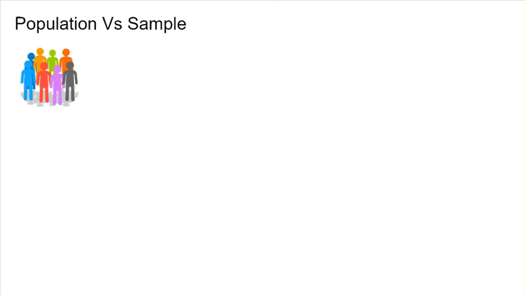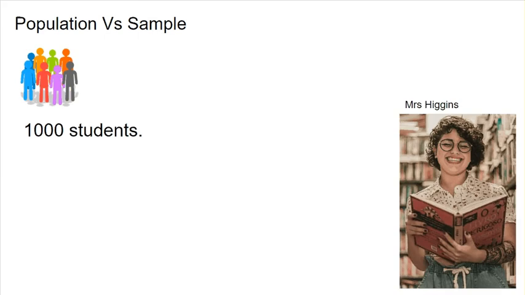In this video, we're going to look at the difference between population and sample. We will do this by looking at an example. This is Mrs. Higgins, the school librarian. She has 1,000 students in her school.